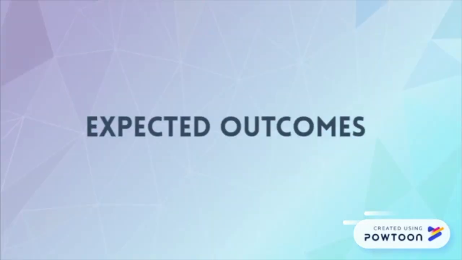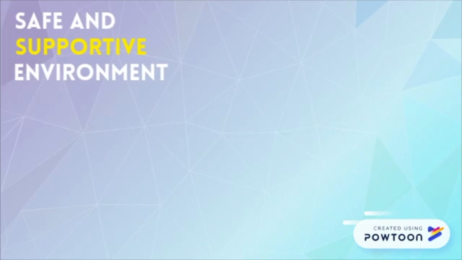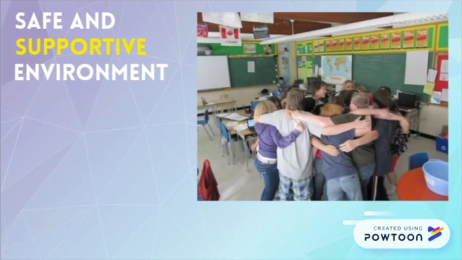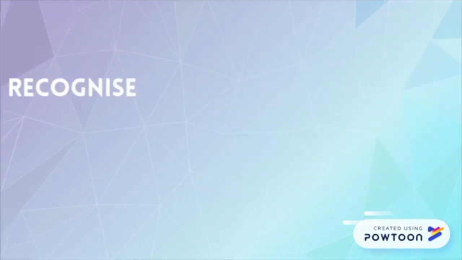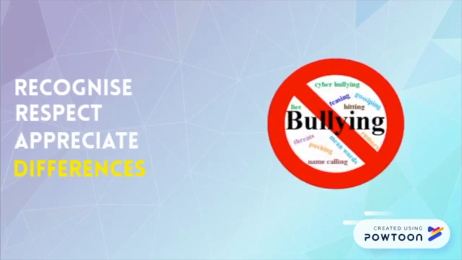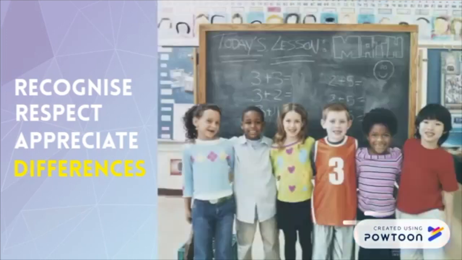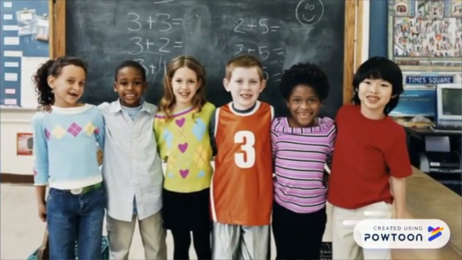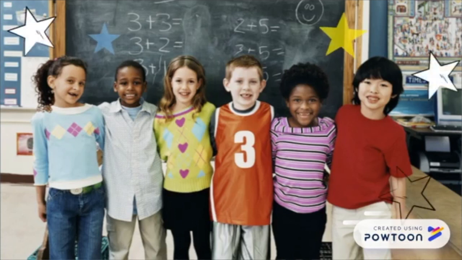The aim of this resource is to help establish a safe and supportive environment where each student can feel a sense of belonging. It will help students recognise, respect, and appreciate differences, ultimately reducing racism, bullying, and discrimination, while promoting friendship, cooperation, and unity. This resource will also fulfill the social and emotional needs of students by developing their self-esteem as they identify their personal strengths and celebrate their achievements.